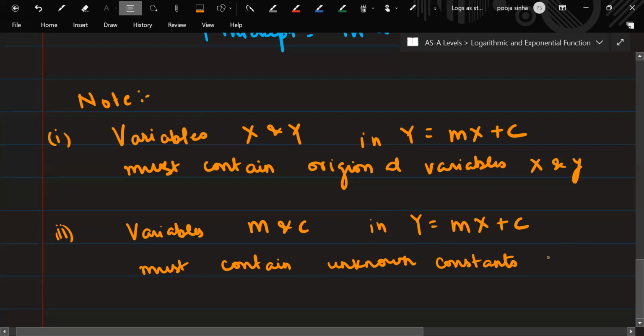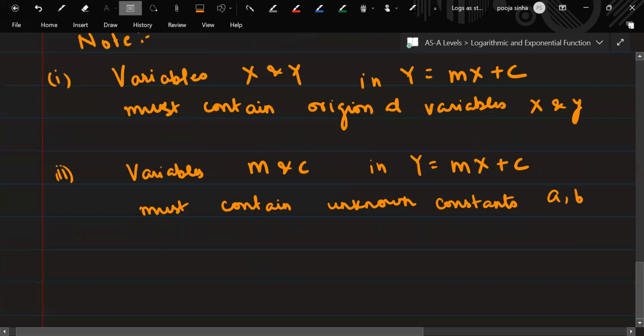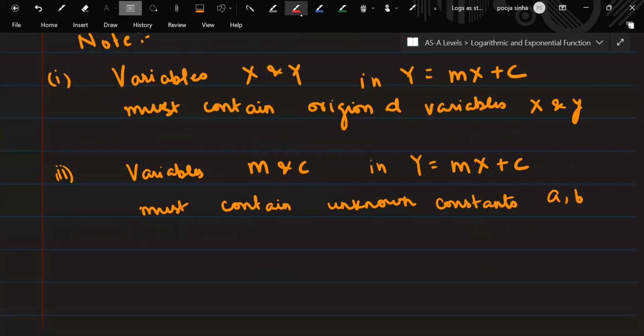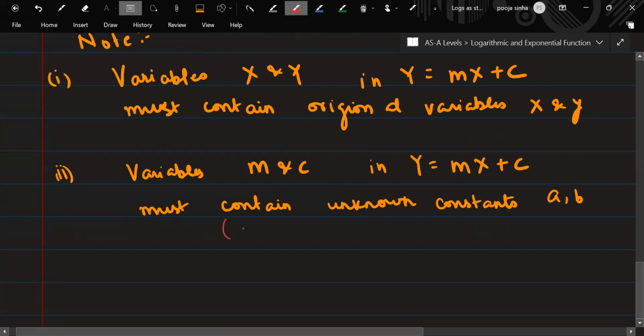A and B. So which means for variables M and C, you cannot have X and Y. Can't have X and Y. And for this previous one, the variables X and Y can't have A and B. Got it?